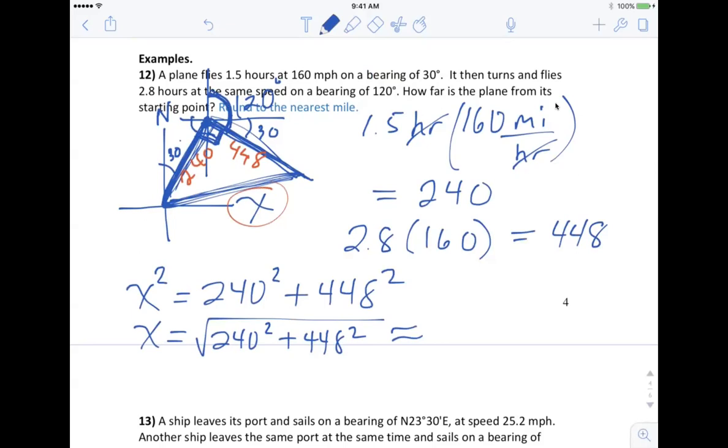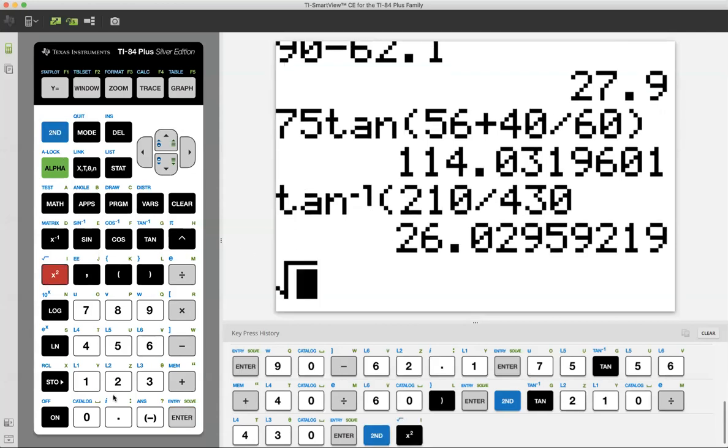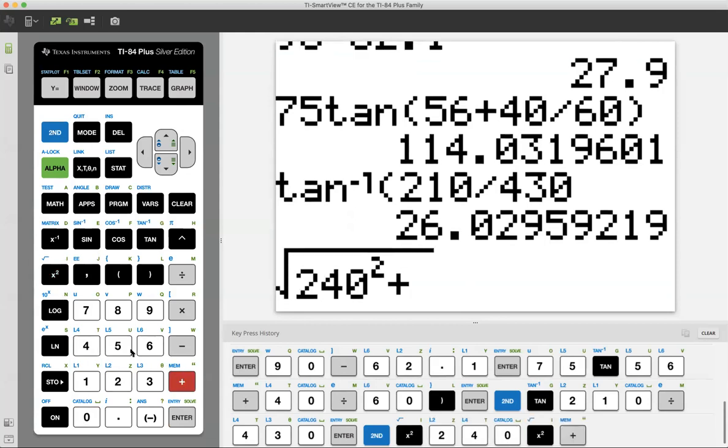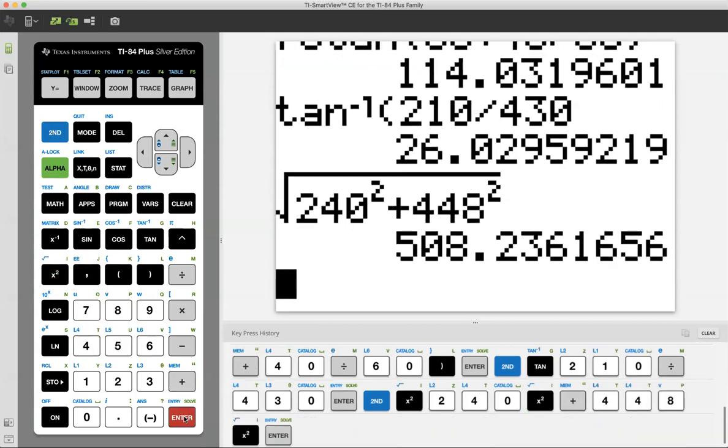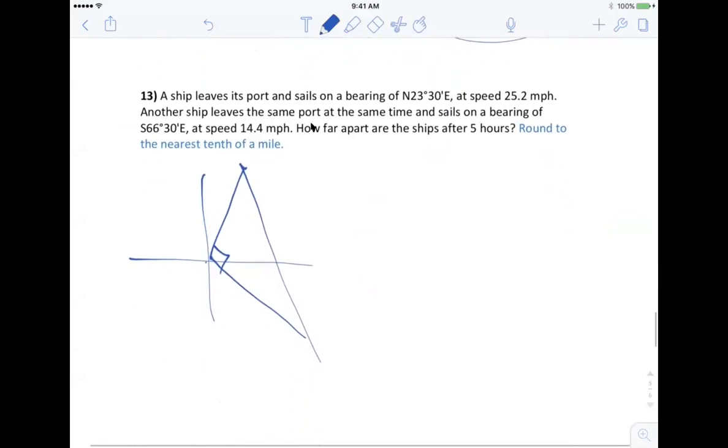All right, so I'll jump back to my calculator and do Pythagorean theorem. So square root of the whole thing, and it's 240 squared plus 448 squared. And then enter. And I'm getting 508. Okay, so I'm going to put 508 to the nearest mile. Good to go. Cool.